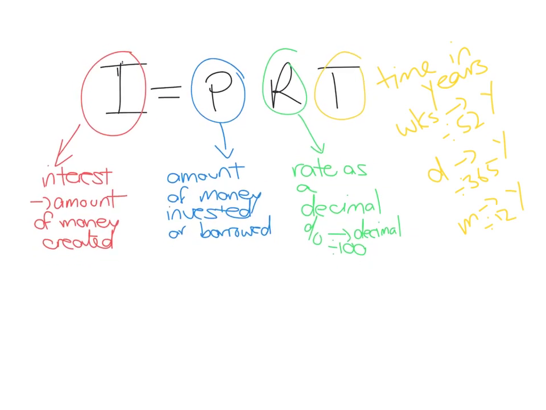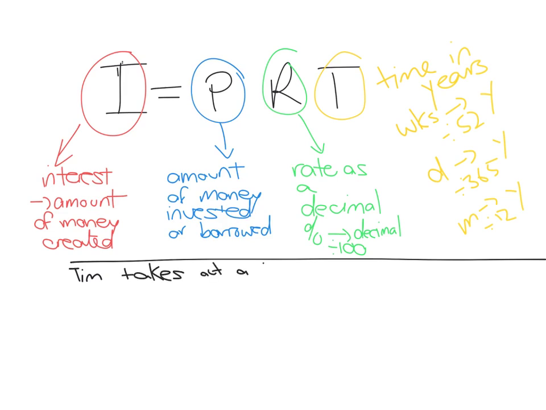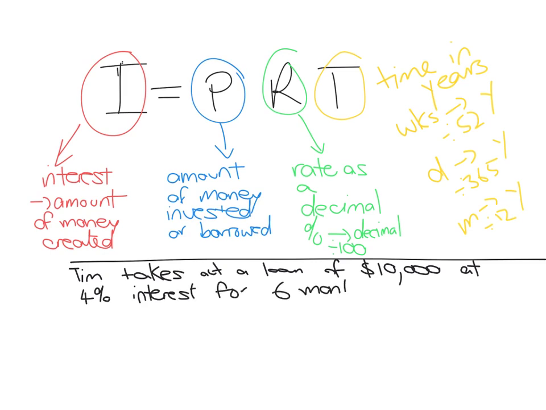Then finally, what we need to just talk about really quickly is an example. Tim takes out a loan. He doesn't loan money to the bank. He takes out a loan of $10,000 at 4% interest for 6 months. What is the amount of interest?